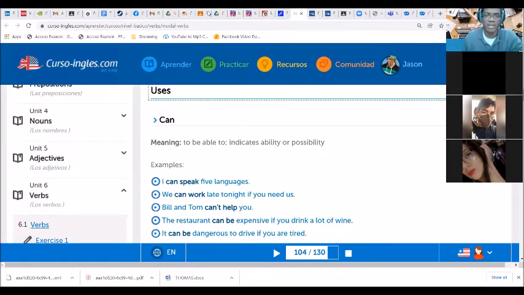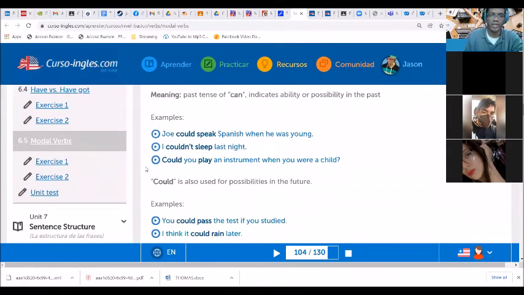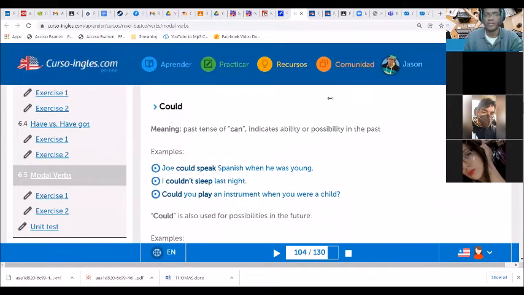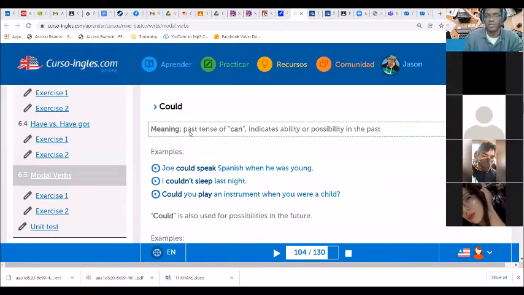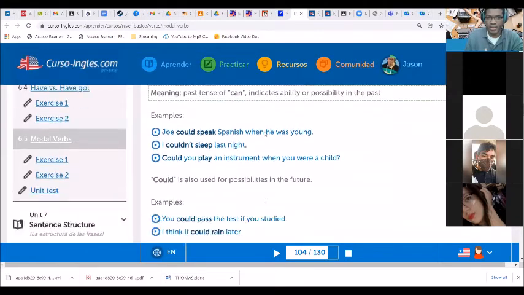Yes, teacher. Cassandra, all right, help us with could. Examples? Joy could speak Spanish when he was young. I could sleep last night. Could you play an instrument when you were a child? All right. So you notice both of these talk about abilities. Also, they talk about possibilities. Could is the past of can, and you can also use could for the future. All right. So that's could.